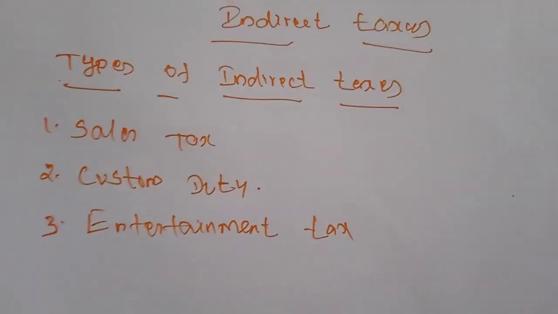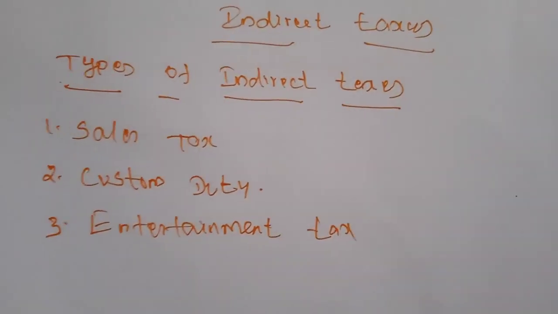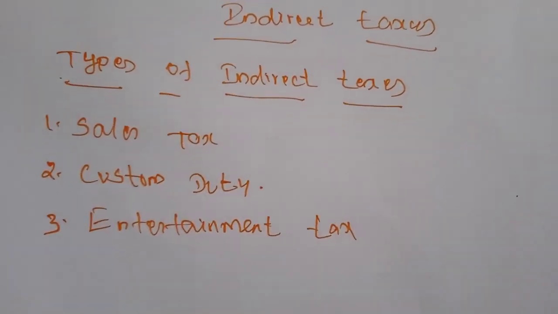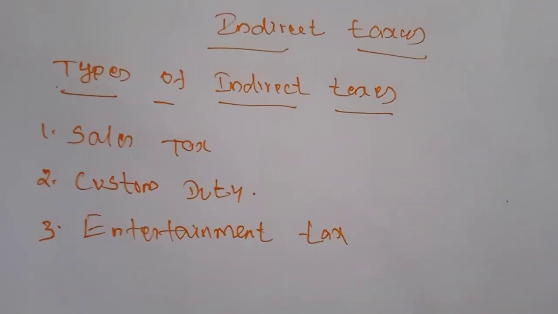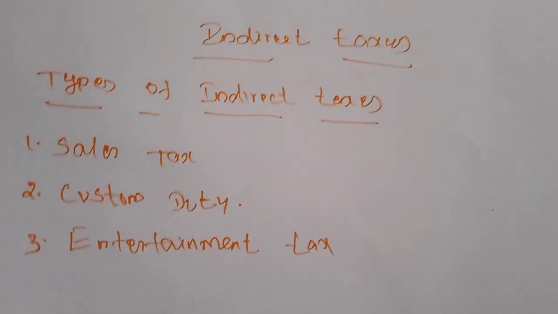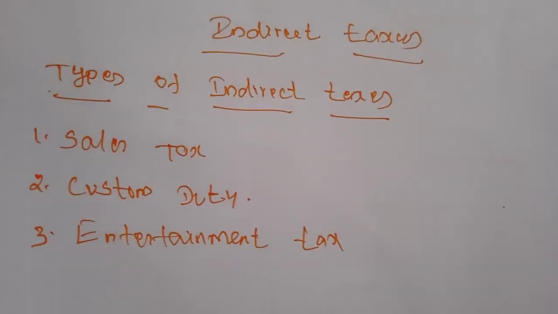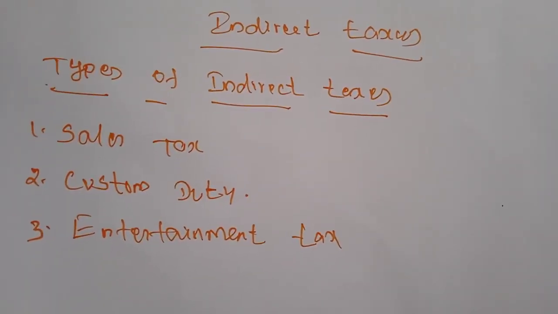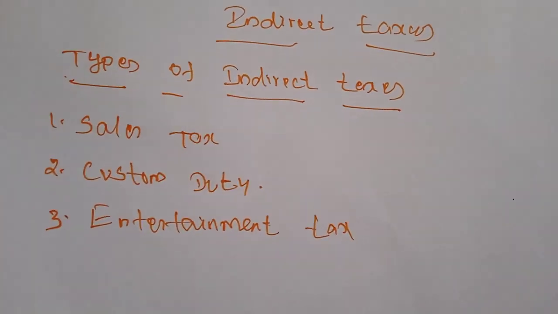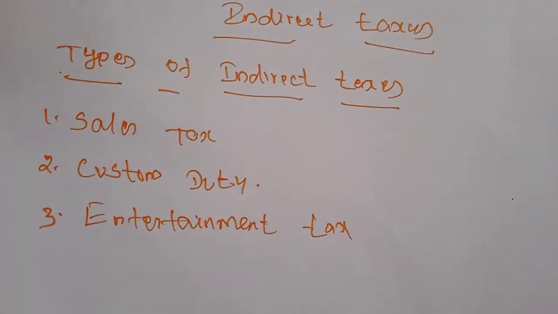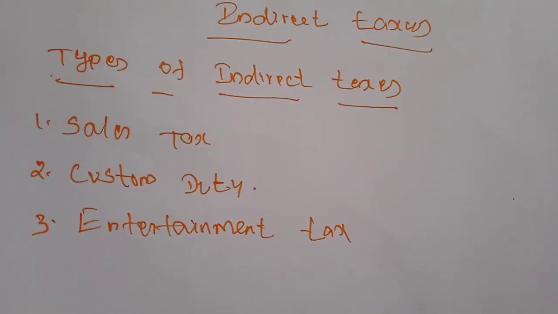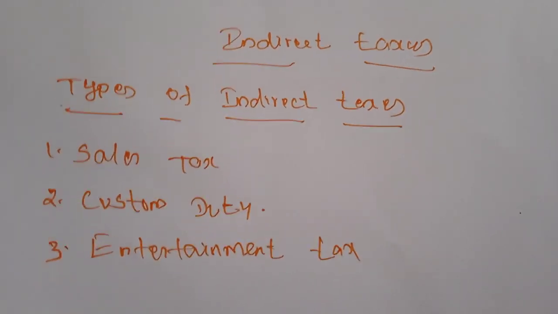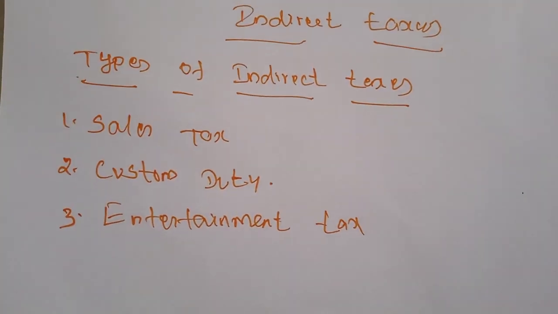Next is sales tax. The sales tax is paid by a shopkeeper or retailer, who then shifts the tax burden to the customers by charging sales tax on goods and services. This type of tax, all the people as consumers pay to the government along with the price of the commodities.